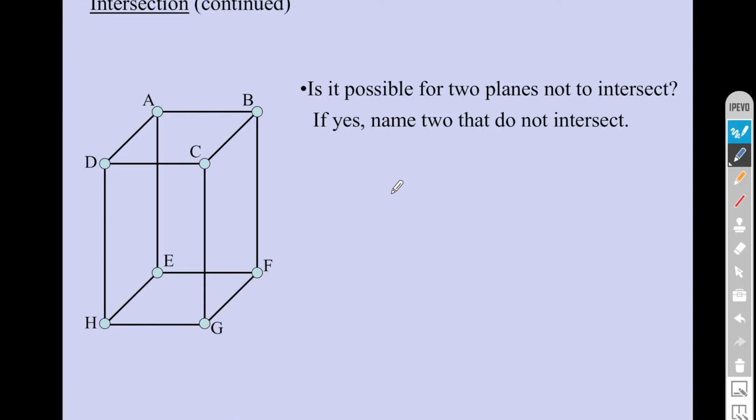Let's take a look at this one. Is it possible for two planes to not intersect? If yes, name two that do not intersect. Well, the top of the box, we're going to call that plane... we have 4 points. We have a lot of choices here. Plane ABC. Remember, name of a plane, 3 points. They can't be along the same line. Plane ABC. And the bottom of the box, I'm going to put my and symbol here. How do you want to name the bottom of the box? We're going to call that plane EFG.